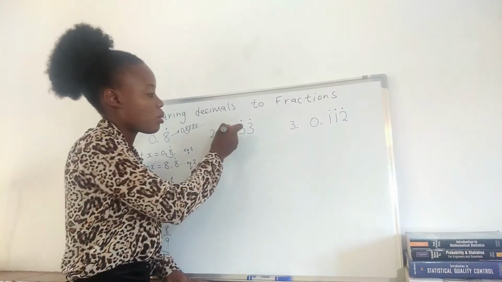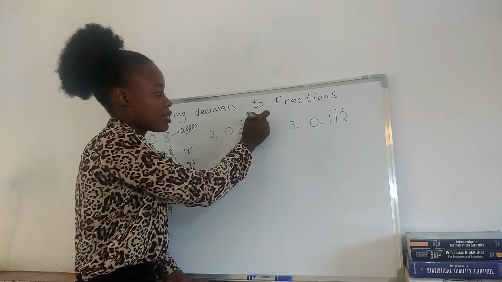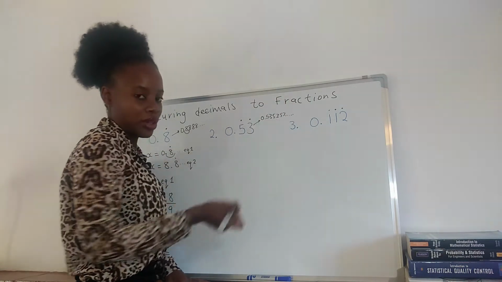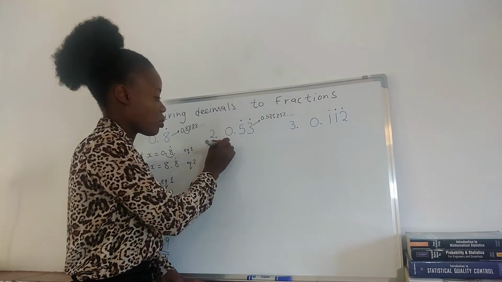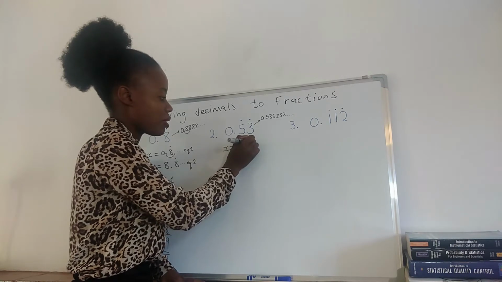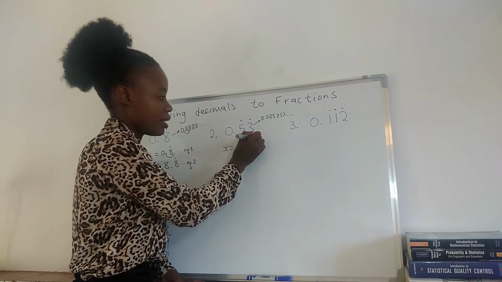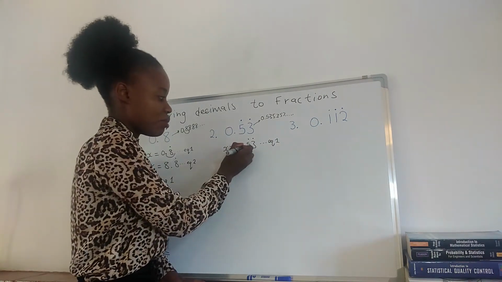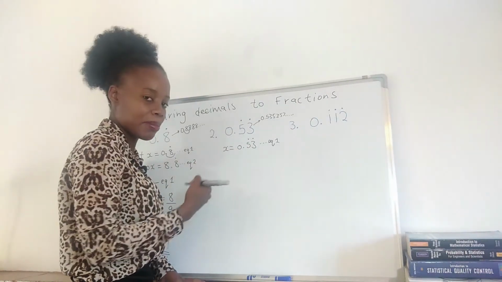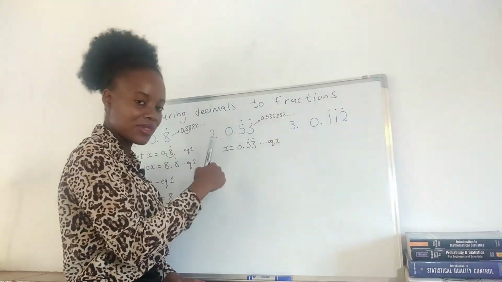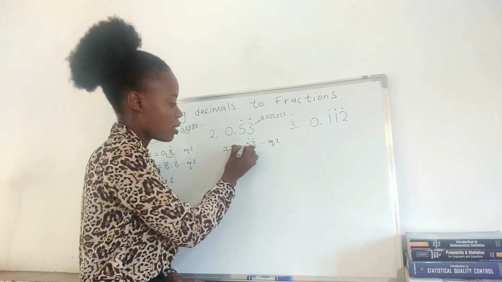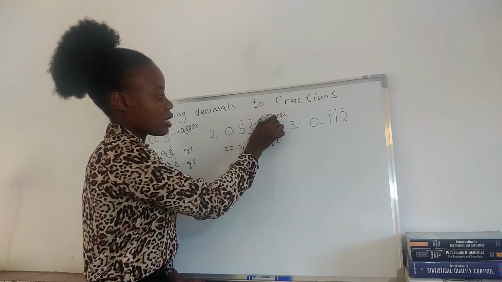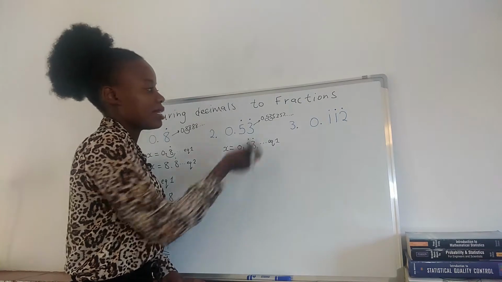Number 2, we have 0.53 recurring. So this is the same as 0.535353 recurring. So equation 1, let x be 0.53 recurring. And then for equation 2, make sure that immediately after the decimal is a recurring number. We're going to look for another equation where immediately after the decimal is a recurring number. So we're going to move 1, 2 steps.